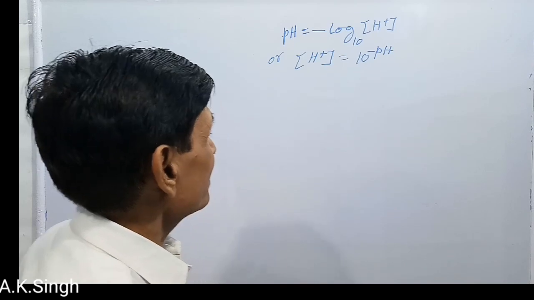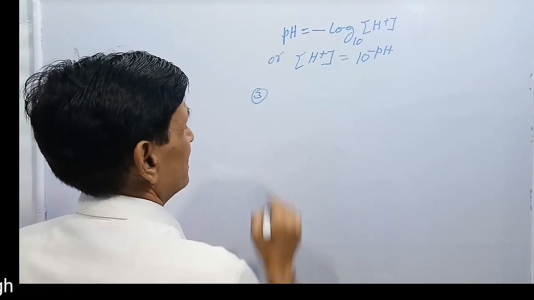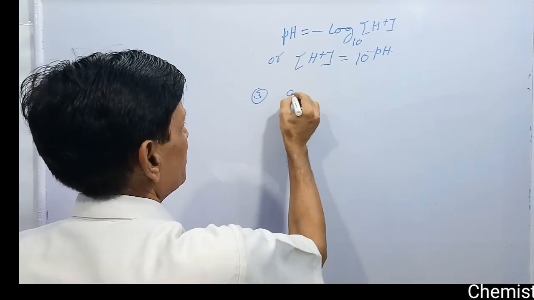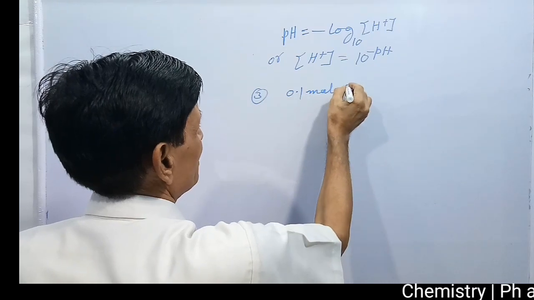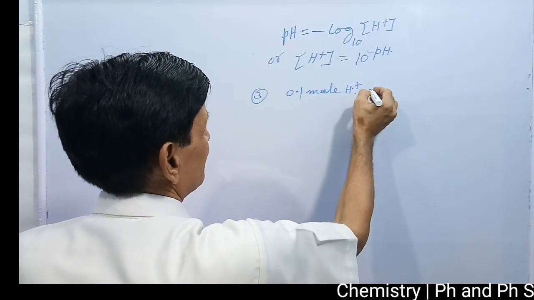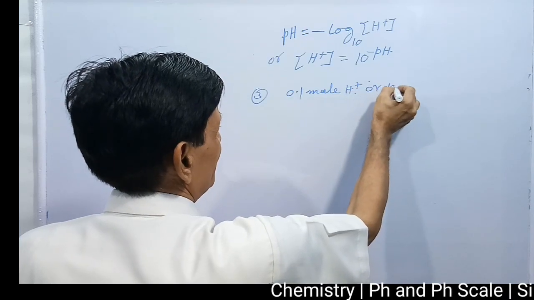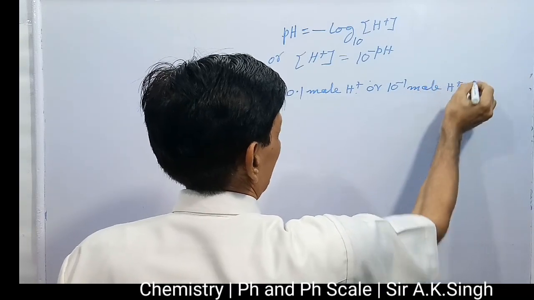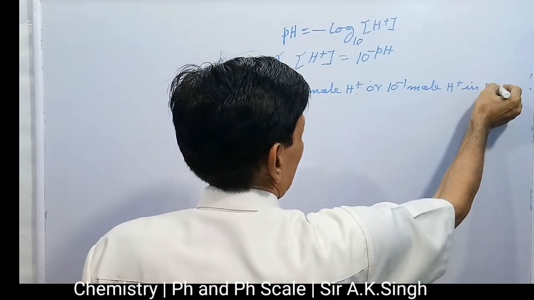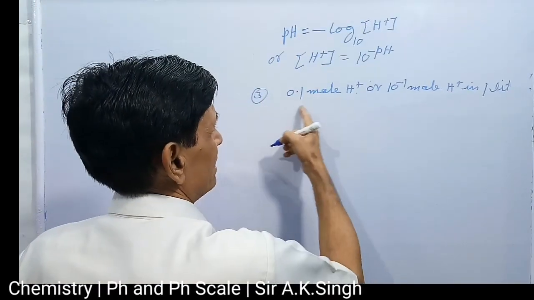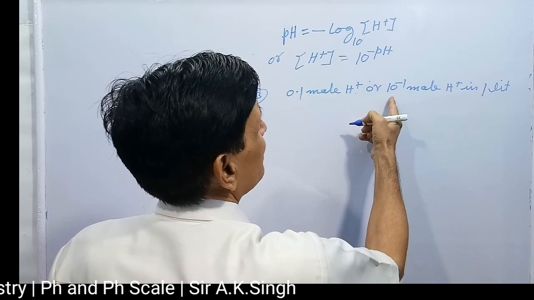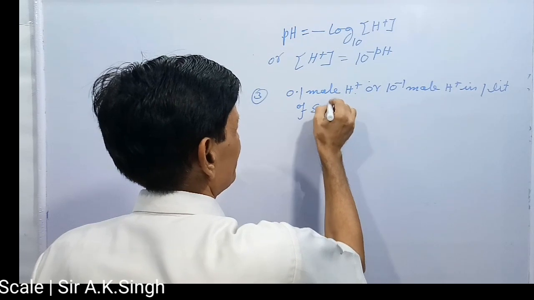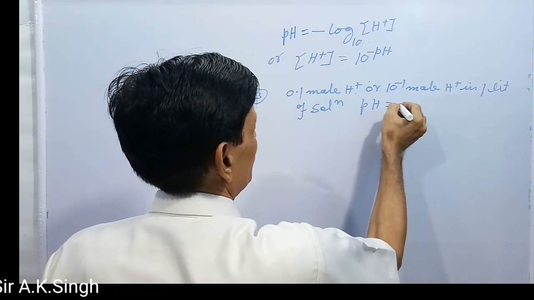Third point, according to the pH scale, a solution containing 0.1 mole hydrogen ion, or 10 to the raised power minus 1 mole hydrogen ion, in 1 liter of solution, then pH equal to 1.